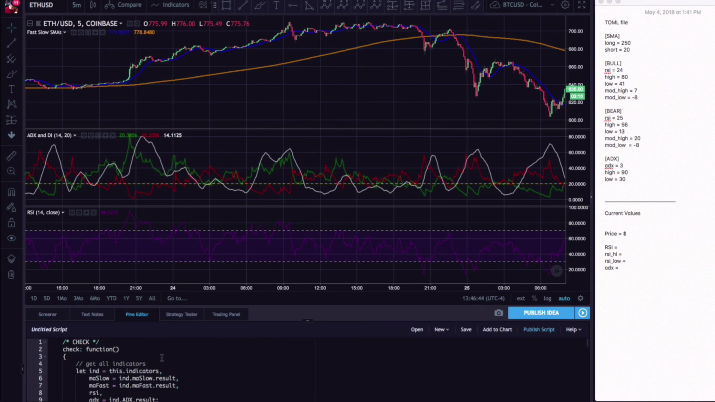Again, this section here is not going to work obviously because it's different languages. This strategy uses JavaScript and TradingView uses Pine. The only reason I'm adding it over here is so that we can reference everything on one screen. Now you see the check function below and the TOML file on the right side.